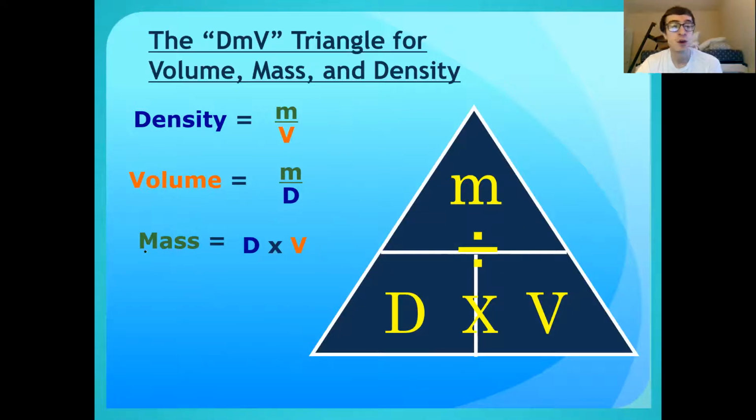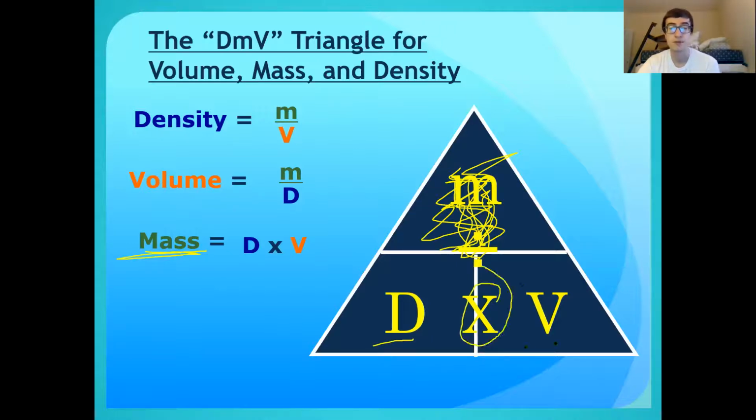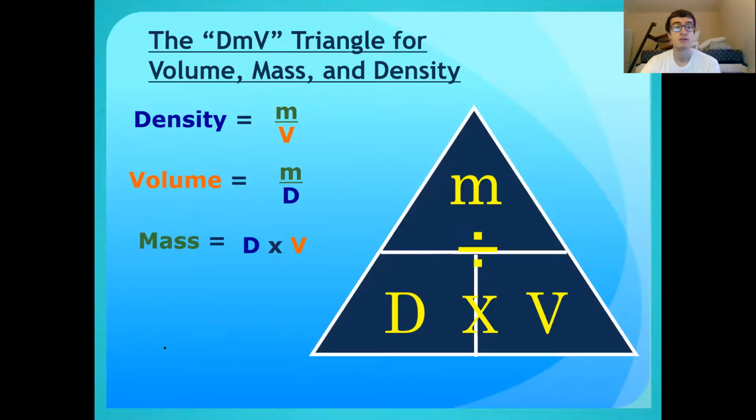Finally, if we want to know what our mass is, then we can cover up the mass, and in order to determine what the mass is, we have to do density times volume. So if we want to figure out the mass of something, we can do density times volume in order to figure it out. So that's how the density, the DMV triangle works.